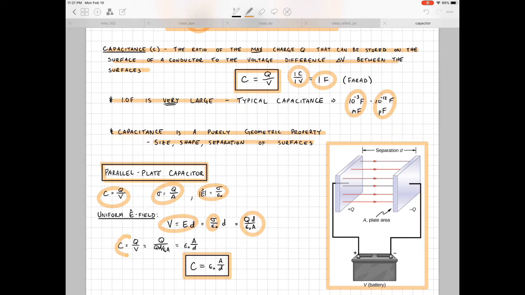Go back to the definition of the capacitance, plug in for the potential difference, and then end up with this expression. That's where this final expression for the capacitance of a parallel plate capacitor comes from. So the capacitance is purely determined by the geometry of the plates, their surface area A divided by their separation d.